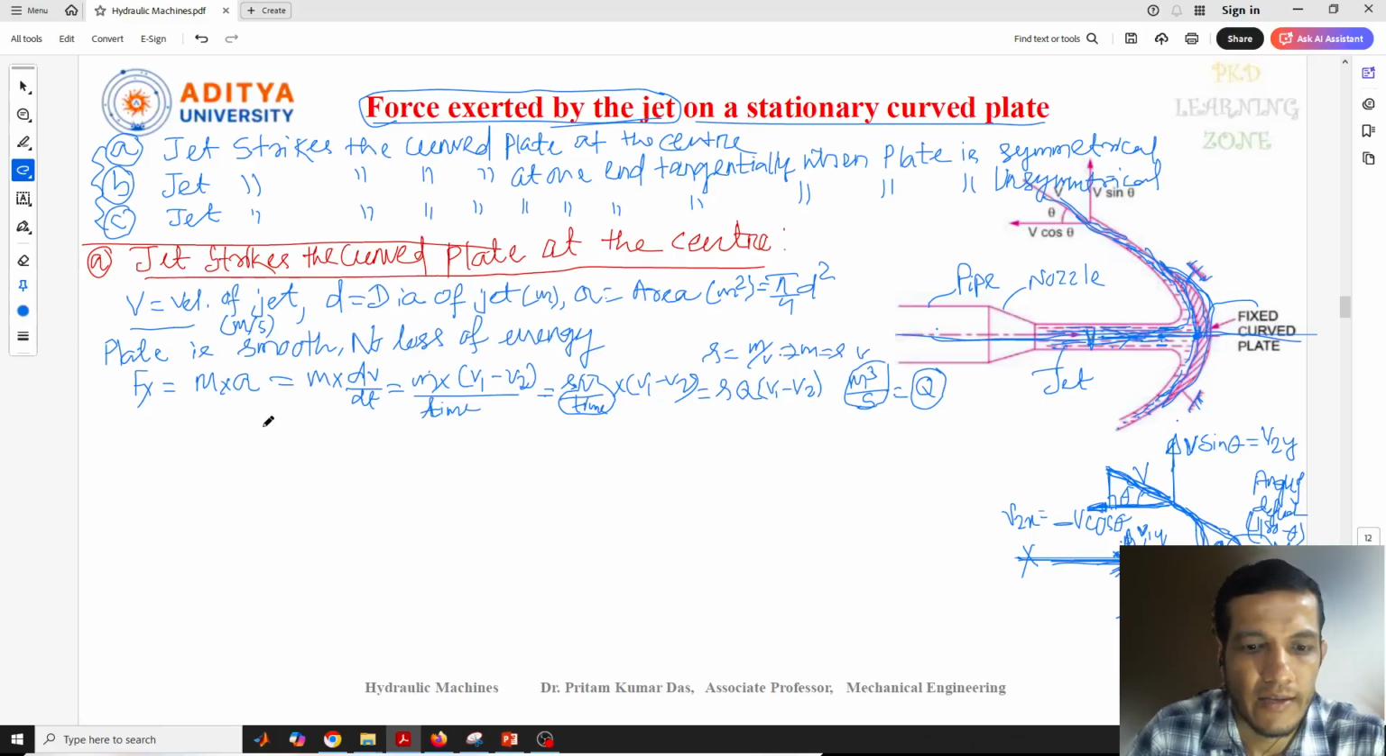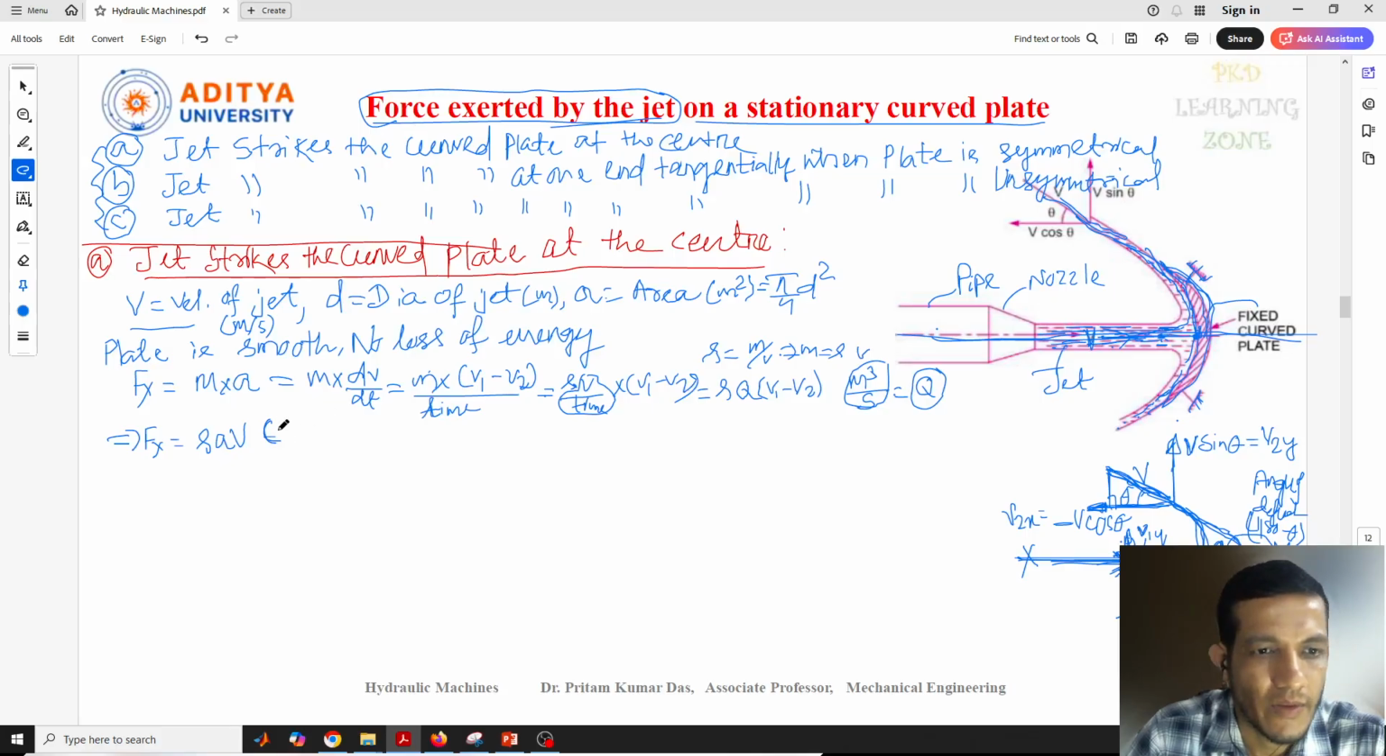Similarly, we can write this equation: Fx is the mass flow rate, mass per second, rho Q, or I can directly write rho A V, since Q equals A V, area into velocity. So we can write rho A V into the change in velocity, V1 minus V2.